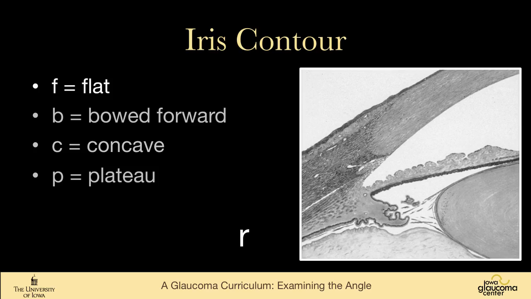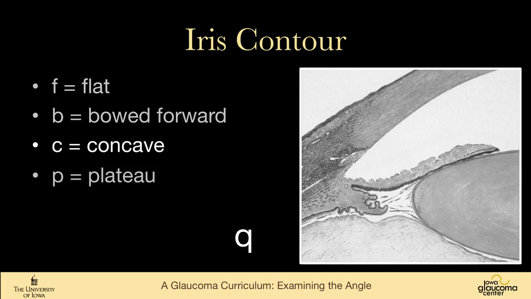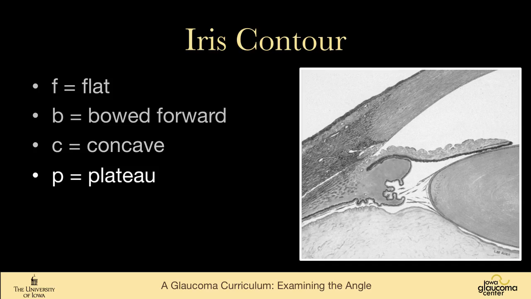And just historically, these had different letters, and that's a little bit confusing. In the past, flat was considered regular, or R. Bowed forward was S for steep, and then concave was Q for queer, but these have been changed to F for flat, B bowed forward, C concave. And then in the new system, there's also a P for plateau, where the iris has a relatively flat insertion towards the trabecular meshwork, but then a steep drop off in the periphery because the ciliary body is holding the iris forward.